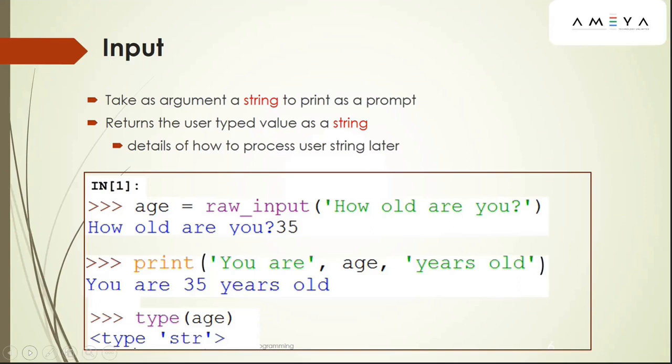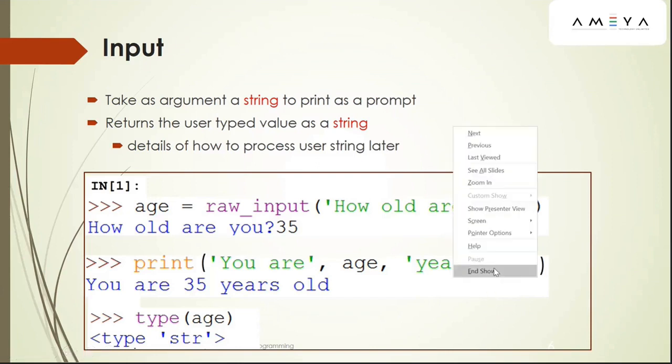Then type of age. I'm assigning a variable name as age. So what type is this? We can call it a string. So str is nothing but string. Wait a minute, I'm going to execute this statement in an IDLE environment.